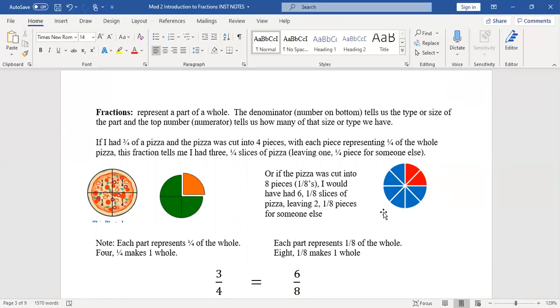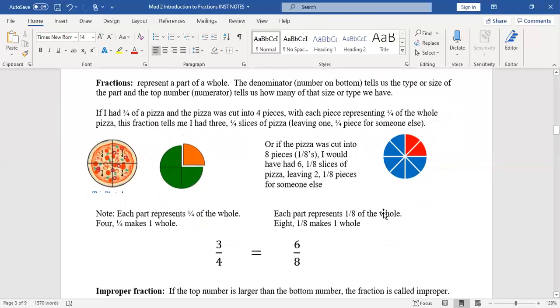But if I cut the pizza into smaller pieces, say into 8 pieces, I would have had 6 1/8 slices of pizza, leaving 2 1/8 pieces for someone else. See, the larger the denominator, the smaller the piece. So whether I had 3/4 or 3 1/4 slices or 6 1/8 slices, I still had 3/4 of the pizza. The second pizza was just cut into smaller pieces. These are equivalent fractions.